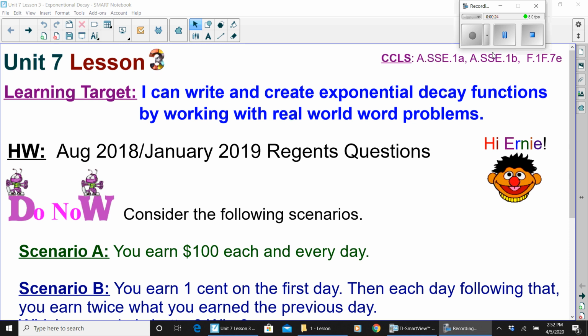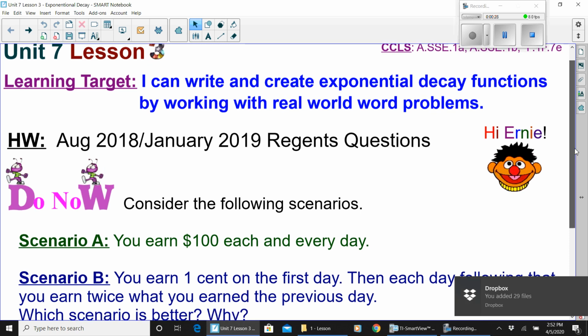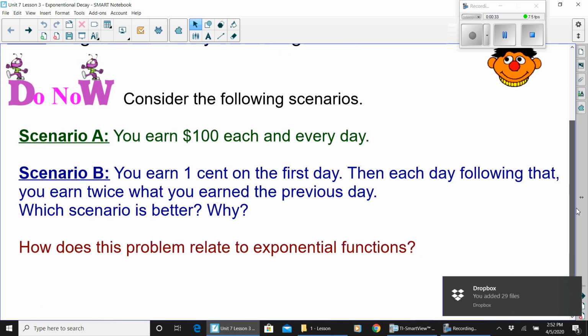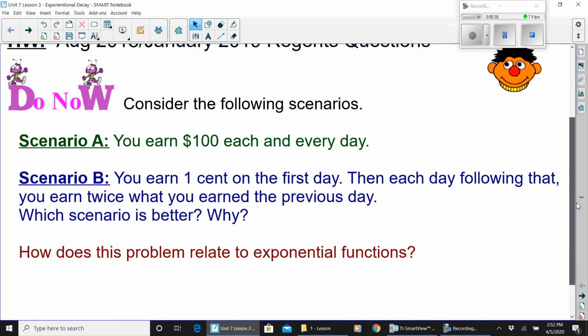And there's a do now right here. It says consider the following scenarios. Scenario A: you earn $100 each day. And scenario B: you earn 1 cent on the first day, then following that, you earn twice what you earned the previous day. Which scenario is better and why?